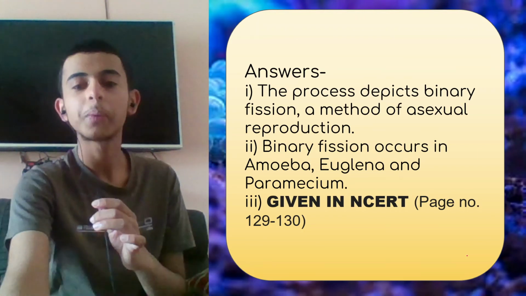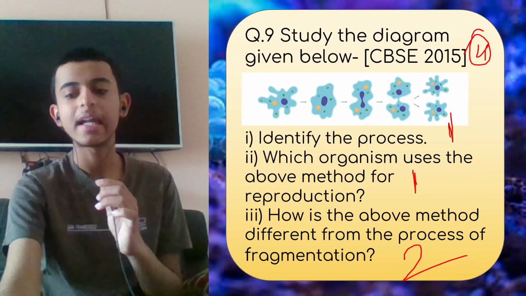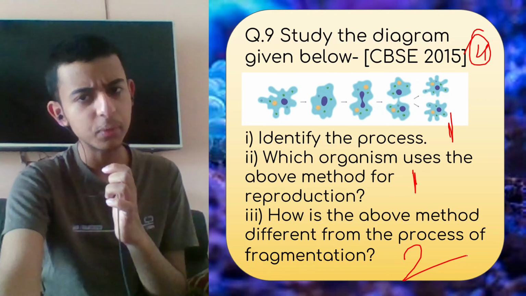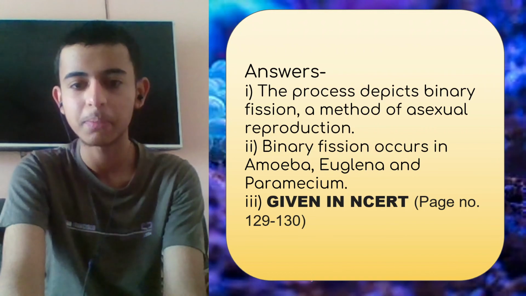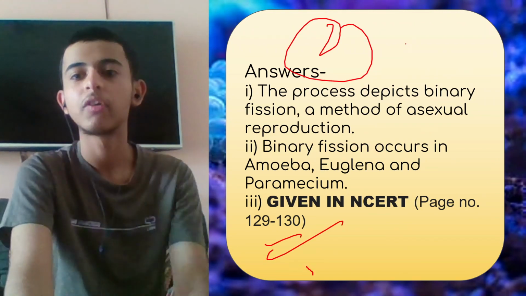Now the third, how is it different? You can tell now here. The parent cell divides into 2 daughter cells. There, the parent cell splits into fragments, and those pieces divide into new organisms. It's given in the NCERT. I've given the page number also, 129 and 130. You can write any 2 points for getting 4 marks.